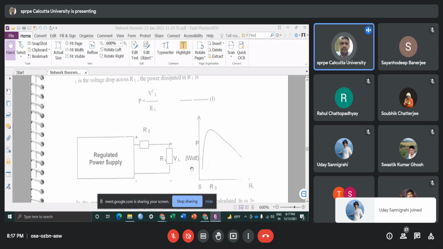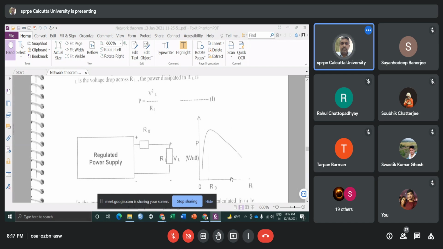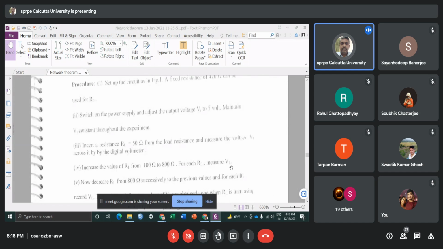So this R value we get from here, the value at which the power is maximum, and you verify that this comes out to be the value of the Thevenin resistance. Okay? So the value of RL at which the power is maximum will be found when it is equal to the Thevenin resistance. So this completes your maximum power transfer theorem.